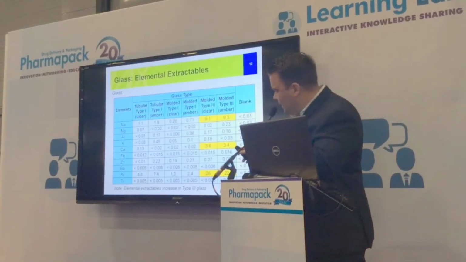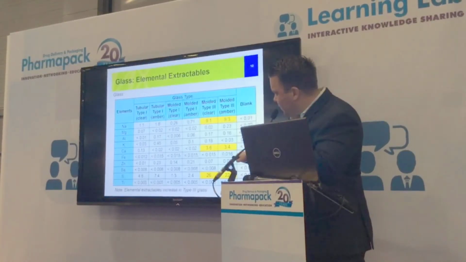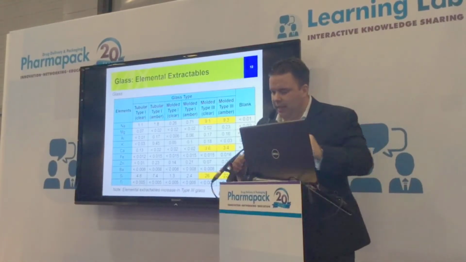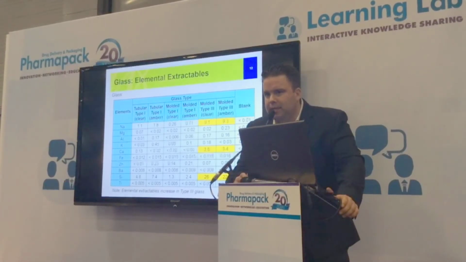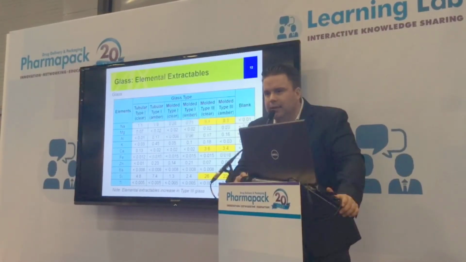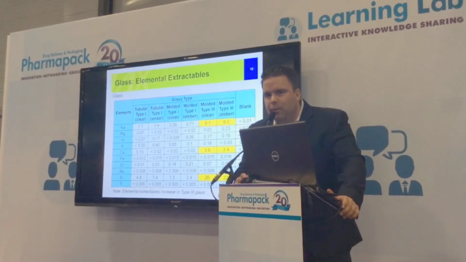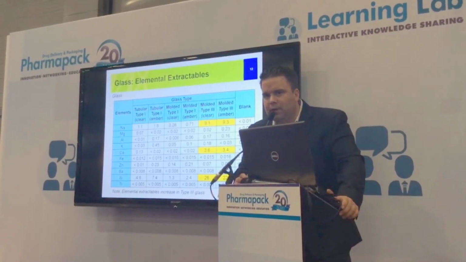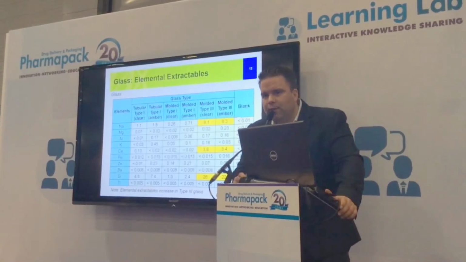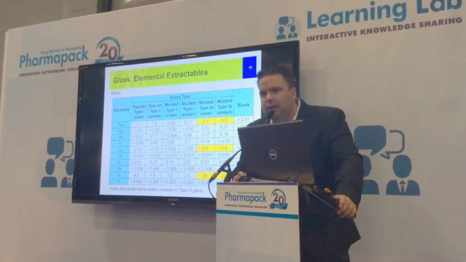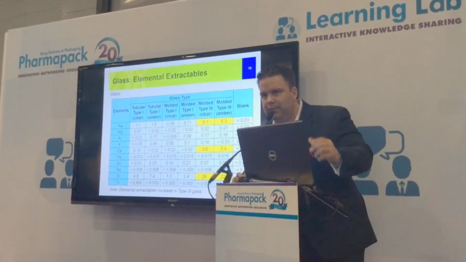Lastly is the silicon. There's a much higher amount of silicon in type 3 glass than type 1, and that's more associated with delamination. Type 3 glass is more likely to delaminate than type 1. Again, this happens in a more basic environment of a pH roughly around 9, and the hydroxyl group will actually dissolve the silicon to oxygen bond, leaching the silicon into the pharmaceutical drug product. And then you end up with glass flakes in the drug product.